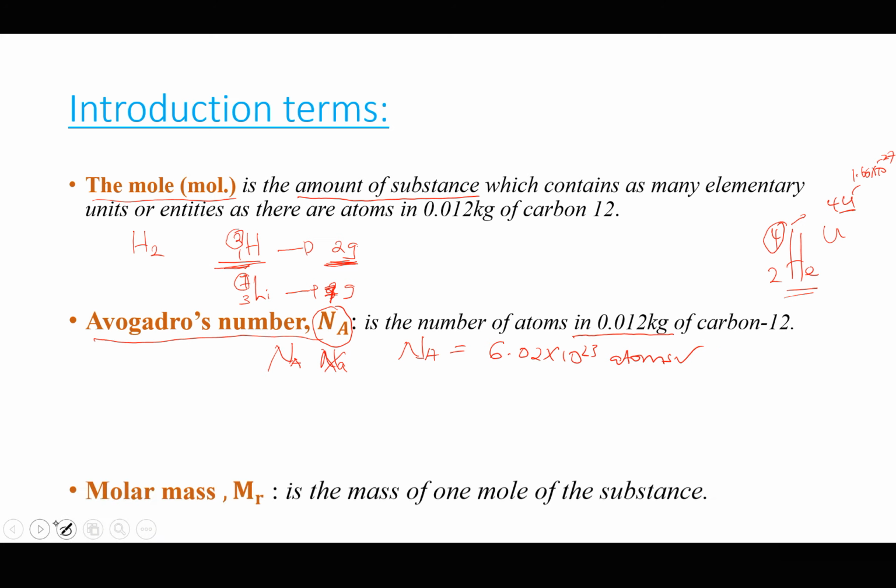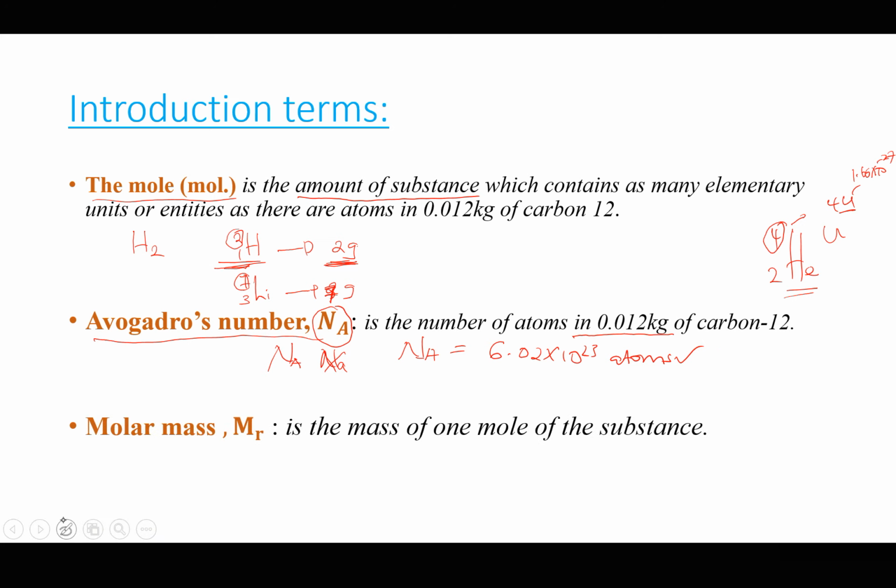Term number 3, and maybe the last one, is the molar mass, or the relative molecular mass. The mass of 1 mole of a substance is what we call the molar mass. I think the unit of this would be grams per mole. That is called the relative molecular mass.